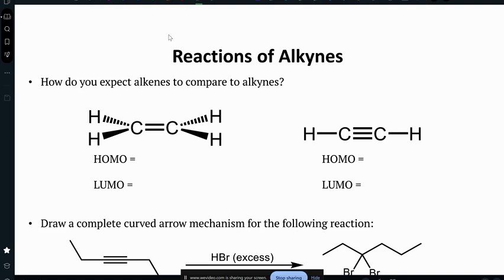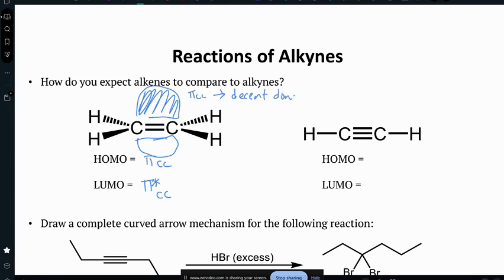So let's start. We know that for an alkene, the HOMO was pi CC and the LUMO was pi star CC. Generally what we found was that pi CC, this orbital that looks kind of like a hamburger bun, is a decent donor. And that's what happens in most reactions. We see that act as a donor. Occasionally, we saw pi star CC act as an acceptor, but that was rarer.